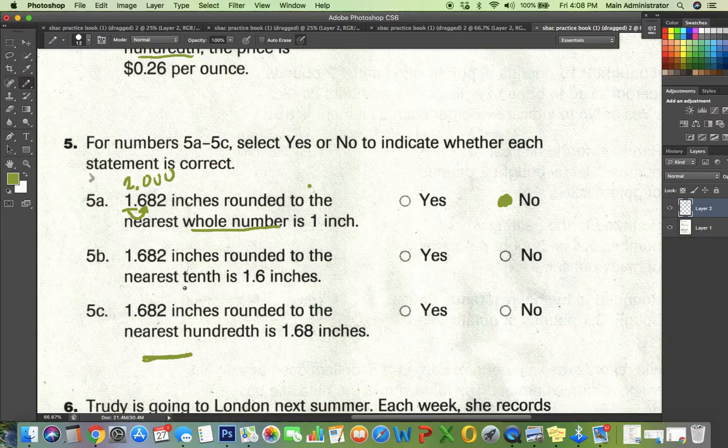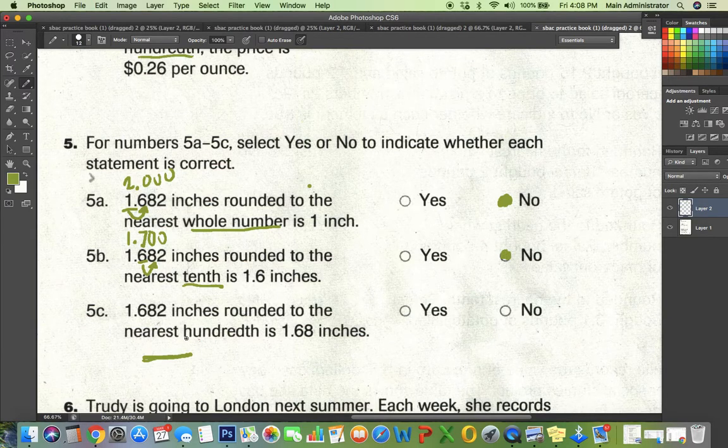Now it's telling me to round to the nearest tenth. So I'm going to underline the place that it tells me, tenth, and then draw an arrow to the boss of this number. 8 tells 6 what to do. 8 is in the bump it up category, so it tells 6, bump it up. So it's going to be 1.7, and everything else becomes a 0. It says it rounds to 1.6. That's incorrect. It rounds to 1.7. So that's also a no.